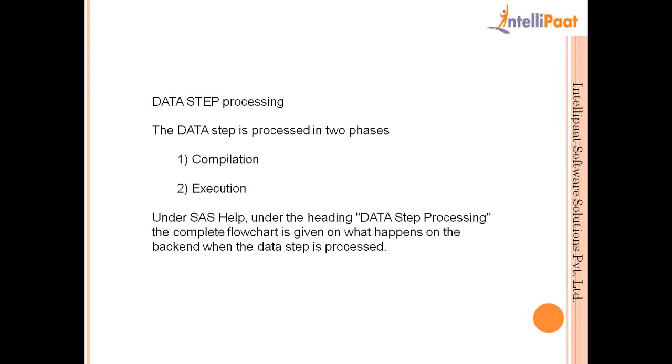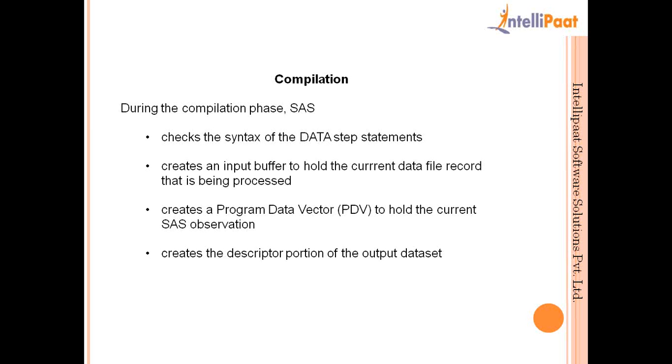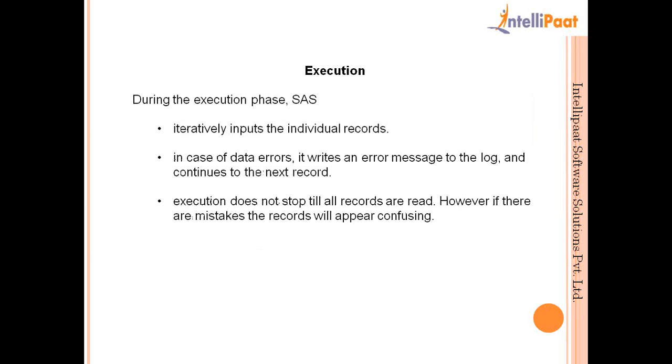We have finished till here. We have finished the compilation phase of a data step, and as we move to the next step, which is called execution, what happens in execution? It iteratively inputs the individual records. As I already told you, it works from top to bottom. In case of a data error, it writes an error message to the log and continues to the next record, right?